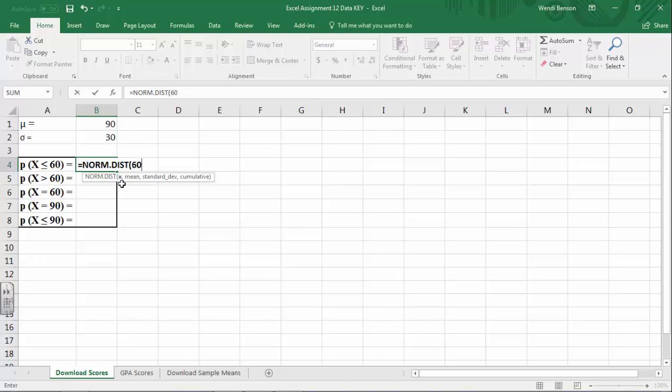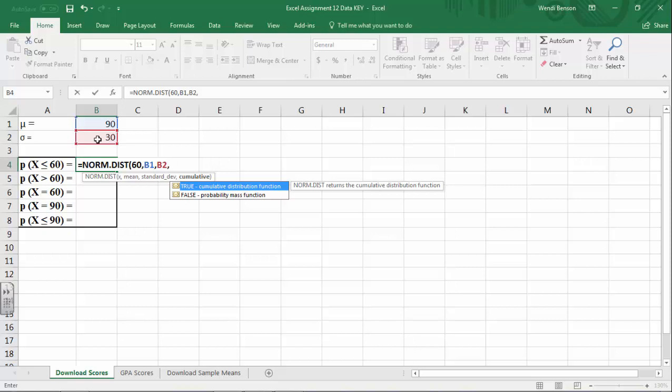Because for the first one, we're looking at the probability that the device he uses in the demo will have a download speed of 60 or less. 60 is our value of interest. Comma, highlight the actual population mean, or you could manually type 90 if you wanted to. Comma, standard deviation is 30. Click on that. And then we are going to hit comma again, and you'll see this cumulative function pop up.